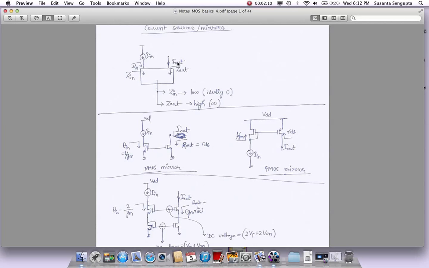Then you want I out to be exactly equal to I in, and also the impedance looking at the output, you want it as high as possible, like infinity, if possible, because then all the current will go out and you will not have any losses in the circuitry. So the input impedance should be as low as possible, output impedance should be as high as possible. If you do that, your I in will be equal to I out for a 1:1 current mirror. So this is the basic property of current mirrors.